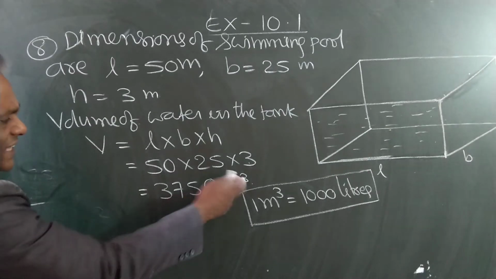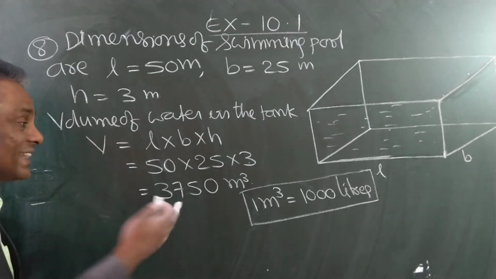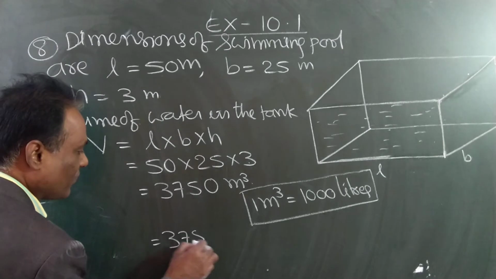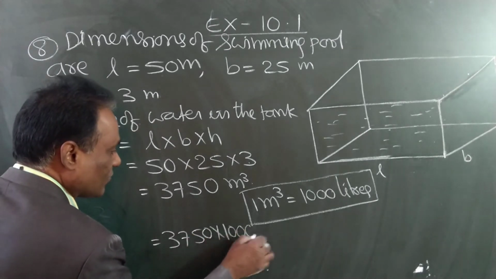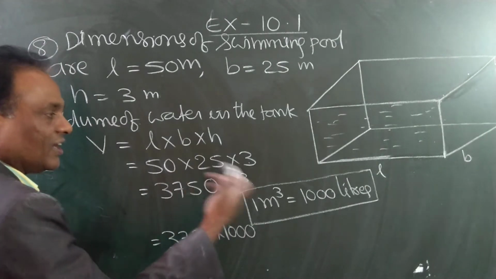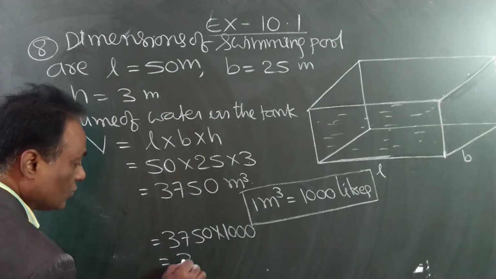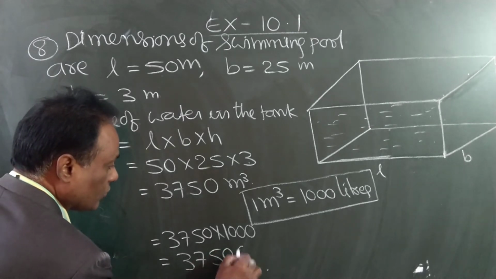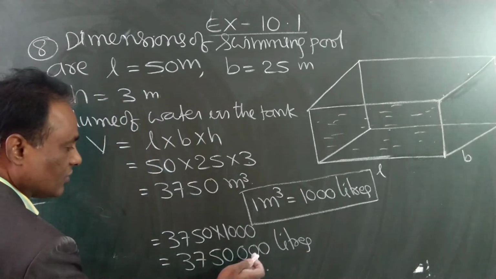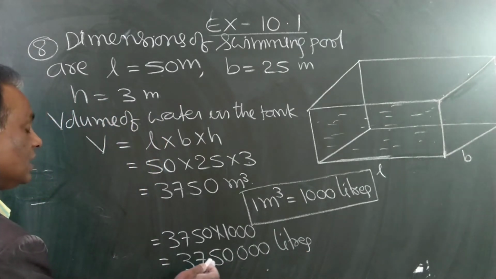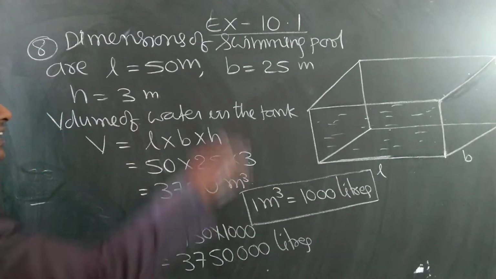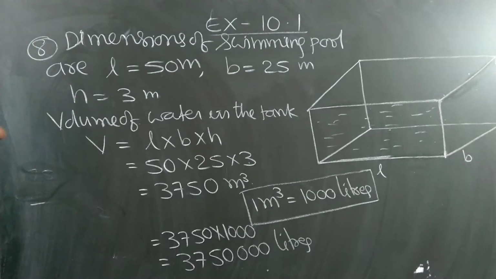So we got the answer, but we have to find the answer in terms of liters. So then answer will be 3750 into 1000, because 1 meter cube is 1000 liters. These many meter cube means how many liters? So that is 3,750,000 liters. 37 lakhs 50,000 liters water is there in the swimming pool.